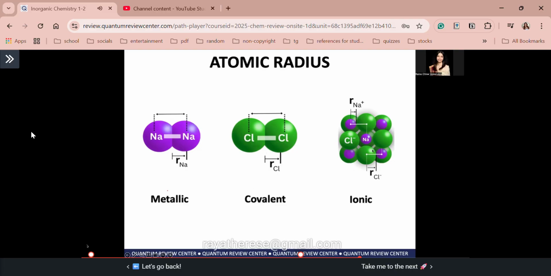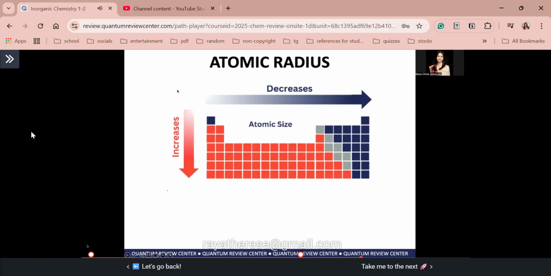Lastly, the ionic radius is half the distance between neighboring ions in an ionic compound, for example, sodium ion and chloride. Thus, atomic size is measured through the internuclear distance between atoms, okay? Because the radius of just one isolated atom cannot be directly measured. Okay? Now, let's go to the atomic radius trend.